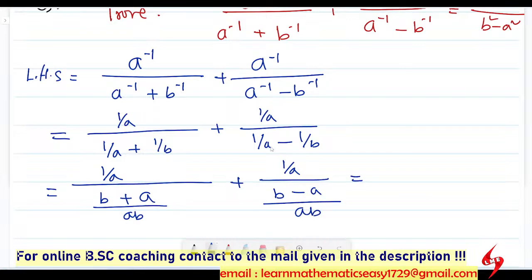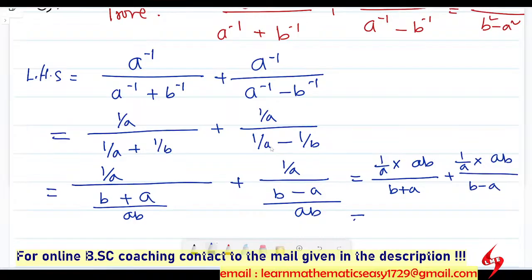Okay, so this is a triple fraction. So the third term will be in the numerator as well. So 1 by A into AB by B plus A, and this is 1 by A into AB by, this is my B minus A. Okay, so here A will be cancelled out, and here A will be cancelled out. So B by B plus A, B by B minus A as well.